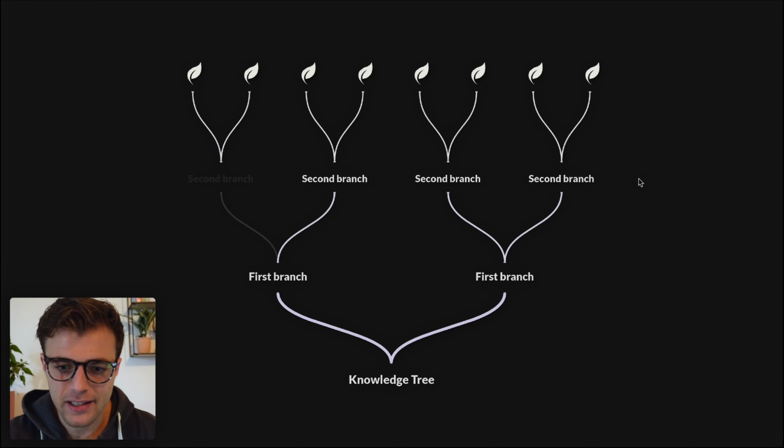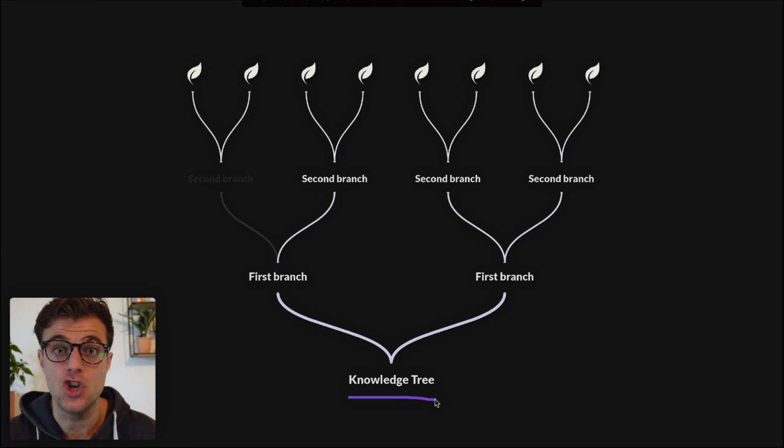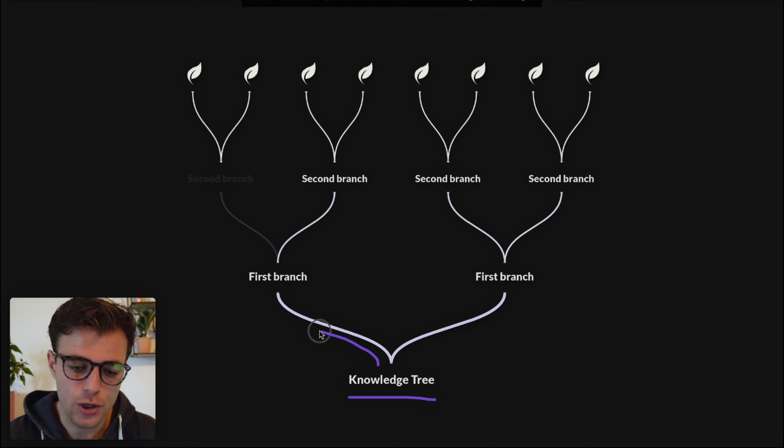And then lastly, we have this reflection part. Now, in the previous video, we explored this concept of the knowledge tree, where we have all of these knowledge branches that are dependent on each other and growing out of each other.